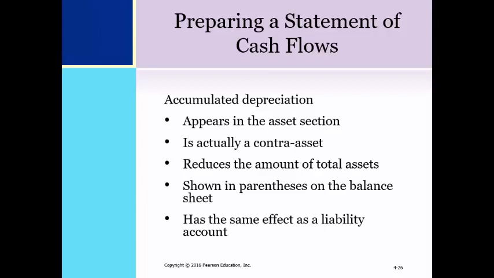The accumulated depreciation account is a contra asset account and is used to reduce the property, plant, and equipment to book value. On the statement of cash flows, the change is included in the operating activities, and increases are added back to net income as increases in liabilities are added back.